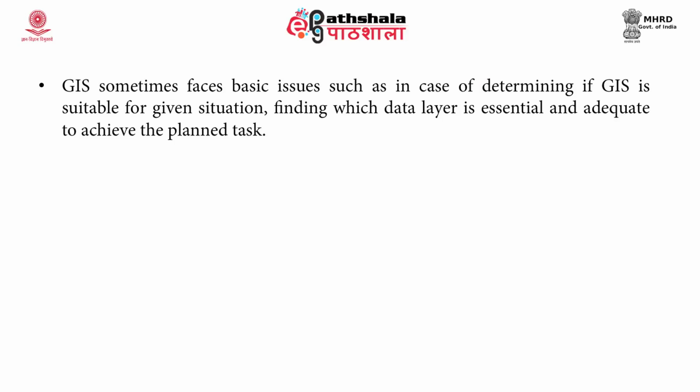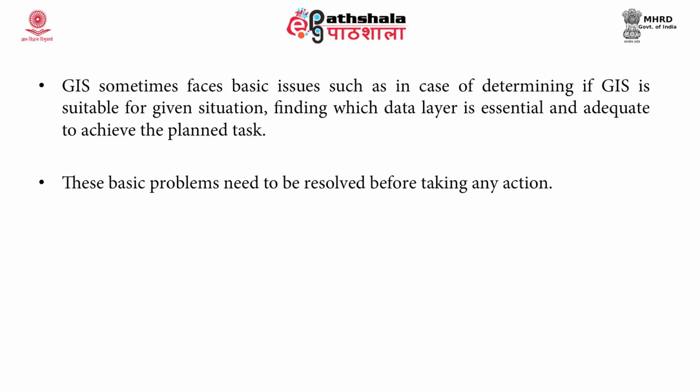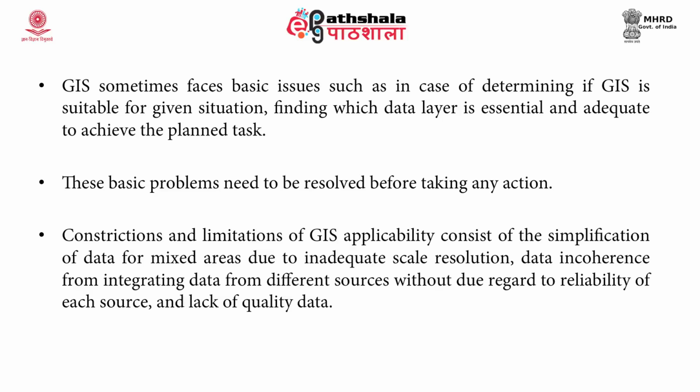However, GIS sometimes faces basic issues such as determining if GIS is suitable for a given situation and finding out which data layer is essential and adequate to achieve the planned task. These basic problems need to be resolved before taking any action. The constrictions and limitations of GIS applicability consist of the simplification of data for mixed areas due to inadequate scale resolution, data incoherence from integrating data from different sources without any regard to reliability of each source, as well as the lack of quality data.